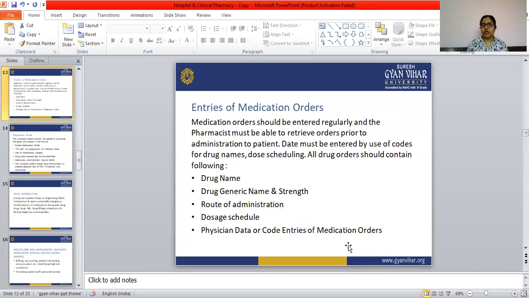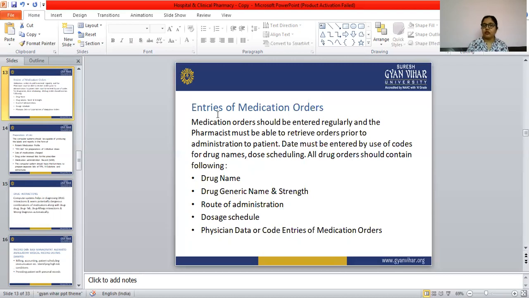Next role of the computer in the clinical pharmacy is entries of the medication order. The medication order should be entered regularly, and the pharmacist must be able to retrieve orders prior to administration to the patient.